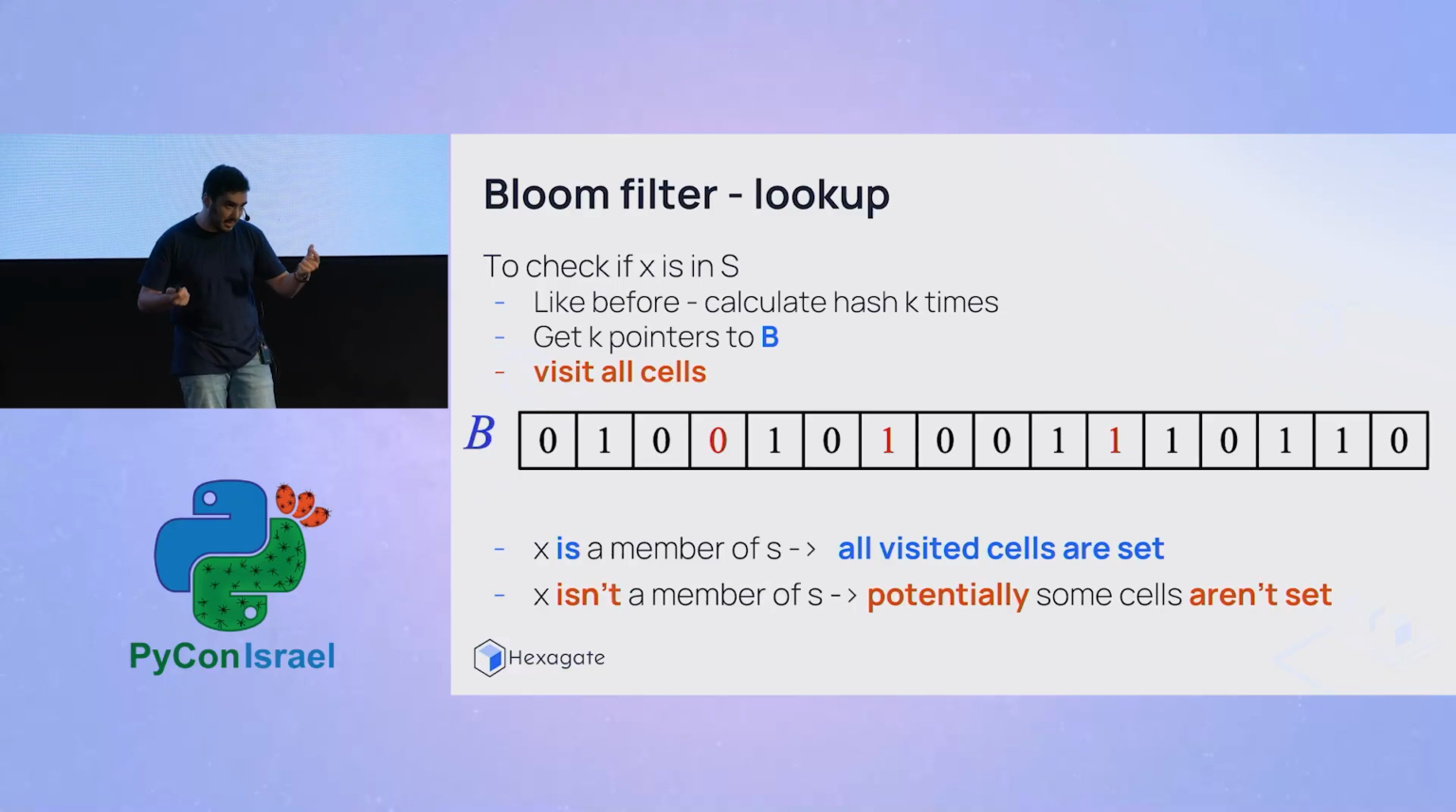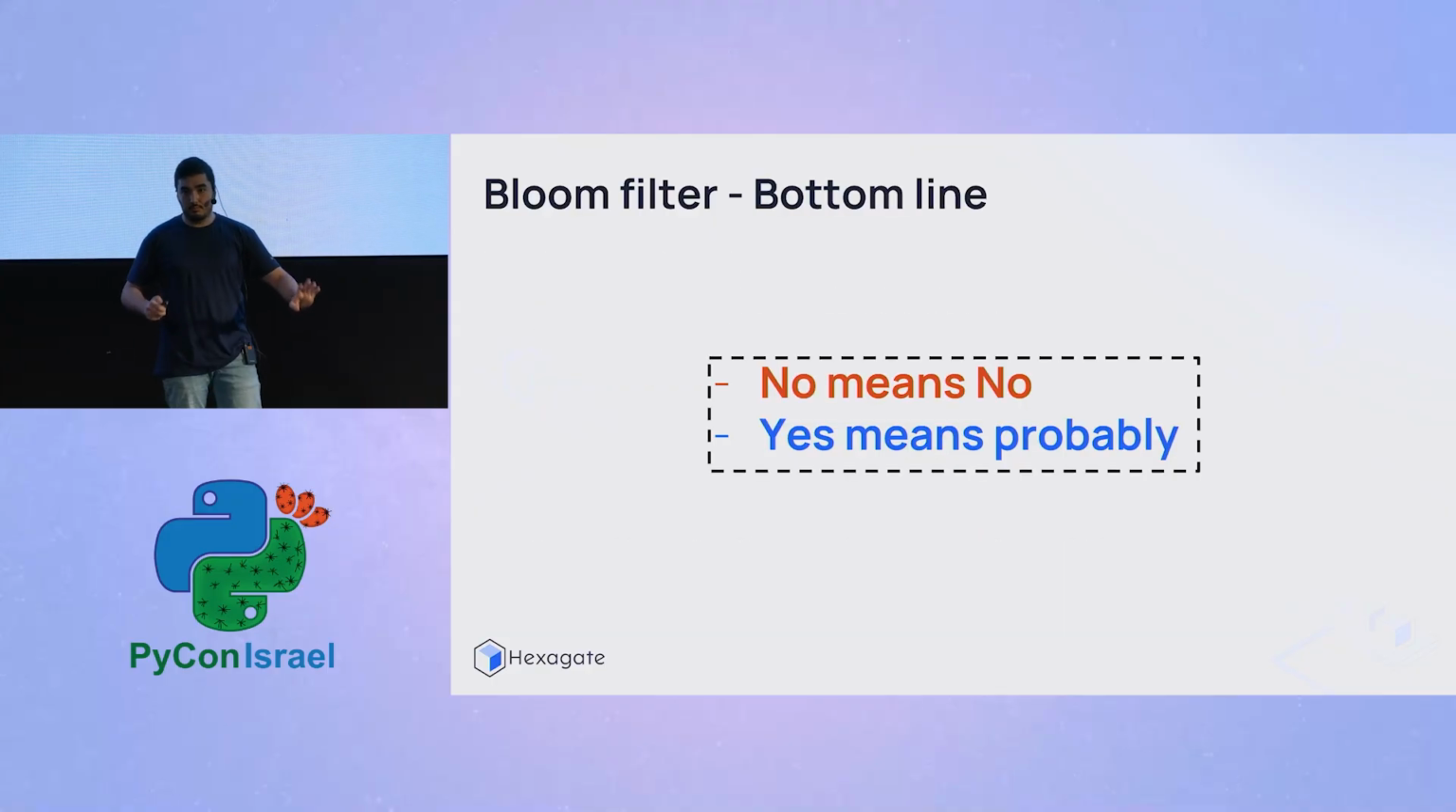But if the item is not a member of the initial set, then some of the bits could be set to 0. Now, why could even some of the cells be set to 1? Because there could be a collision between one hash calculation on one item and another hash calculation on another item. There could be a collision in the indexes, in the hash and in the modulo calculation. And then all of the bits could be set to 1, and we could get a false positive. So this is the internals of the Bloom filter, but what we need to remember is that no means no and yes means probably. This is how we use the Bloom filter, pretty simple.